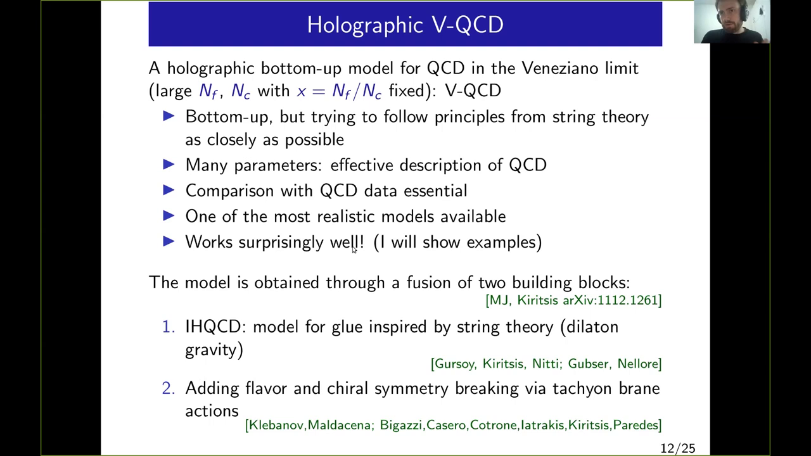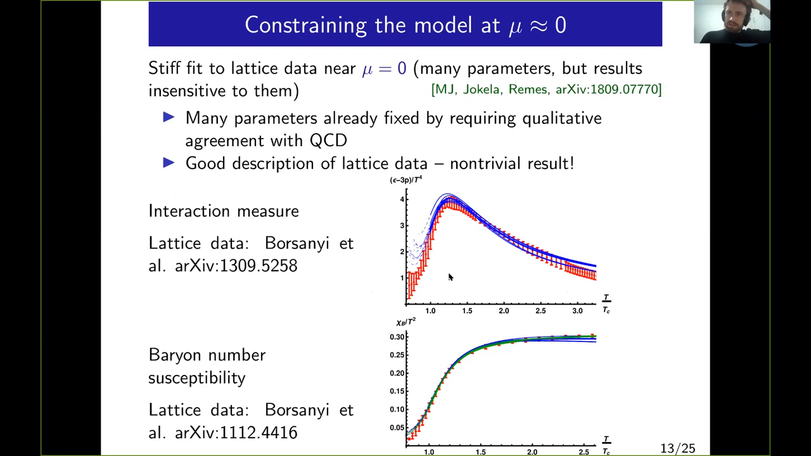But as I said, I won't give you any very specific details about this model. The point is that it's essential to first compare these models to QCD data. Therefore, I look at the models in the parameter region where QCD lattice data exists, so that's the region of low densities. First of all, many of the parameters of the model are already fixed by requiring that the behavior of the model is quantitatively similar to QCD. But the remaining parameters are fitted to lattice data. I'm showing here some of the fit results. Before discussing them in any detail, I stress that the fit is stiff, so the parameter dependence is quite mild, assuming that you don't put anything like crazy behavior in the model. That's why it's actually highly non-trivial that you get a good description of the lattice data.